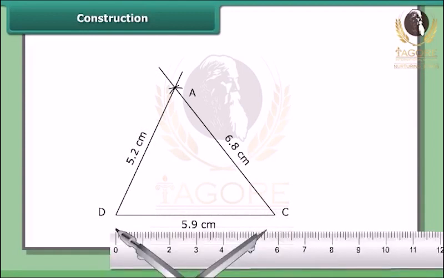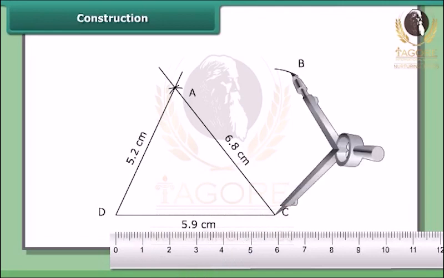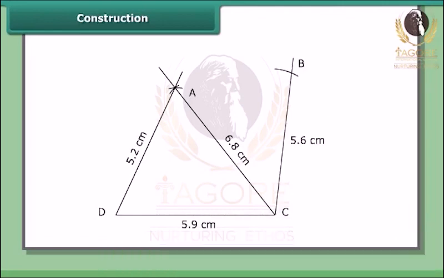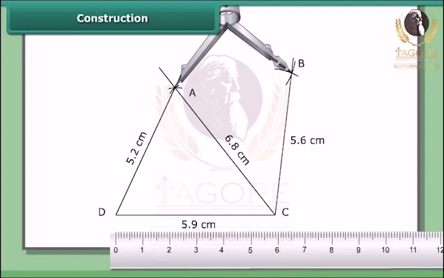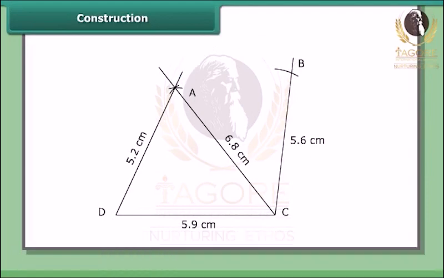Constructing triangle ABC. With C as center and radius as 5.6 cm, draw an arc on the other side of AC. With A as center and radius as 4.5 cm, draw another arc to cut the previous arc at B. Join CB and AB. Then ABCD is the required quadrilateral.